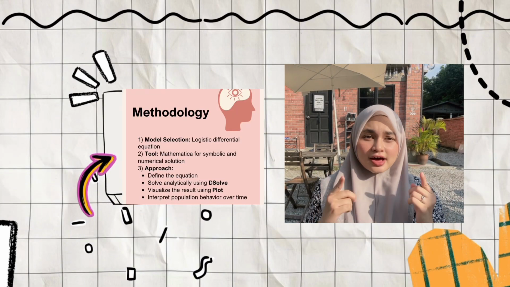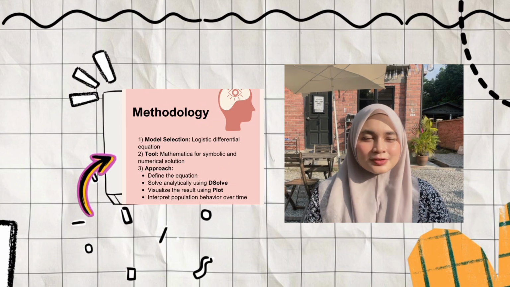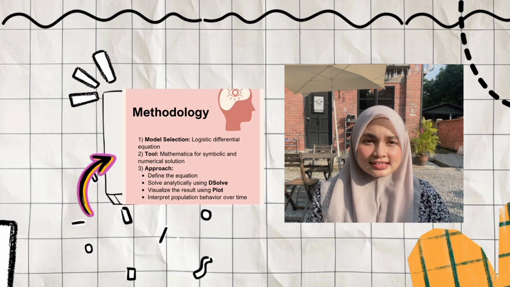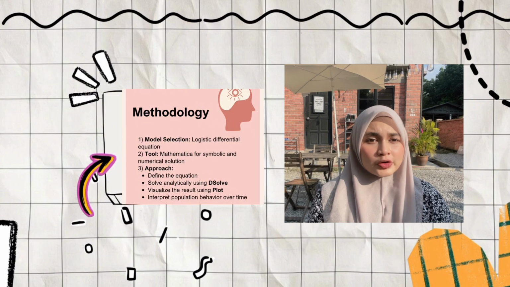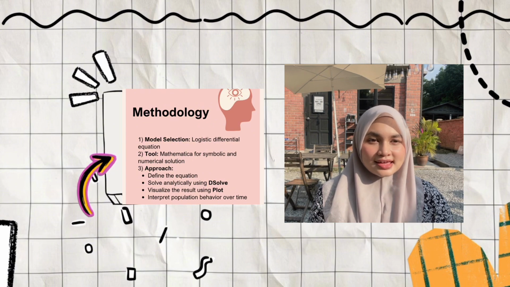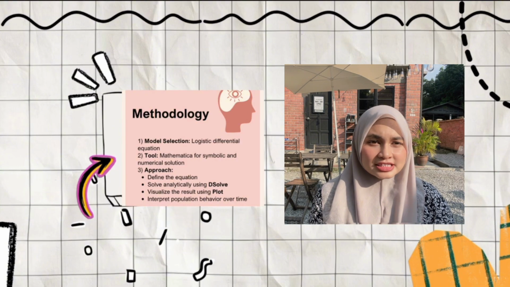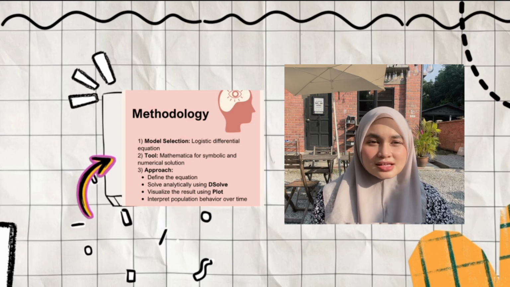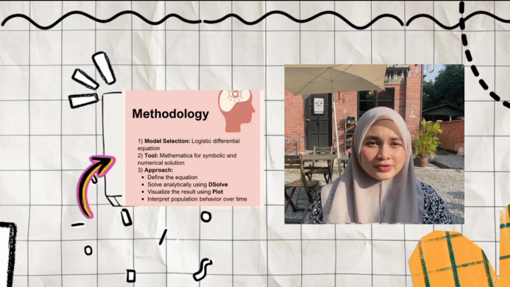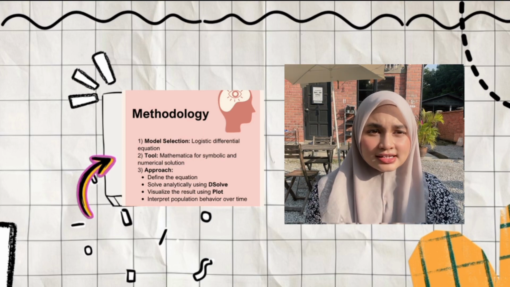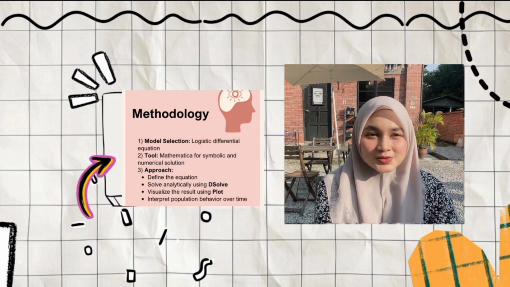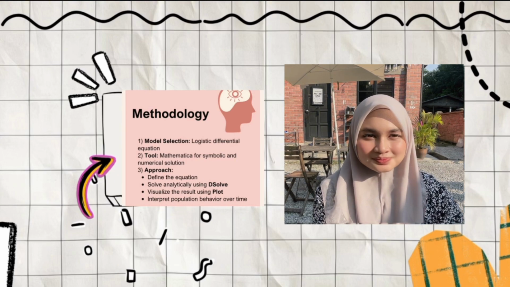Here's how I approach the problem. First, I selected the logistic growth model as the mathematical representation. Then I used Wolfram Mathematica to define the equation. Finally, I visualized the results using graphing tools.